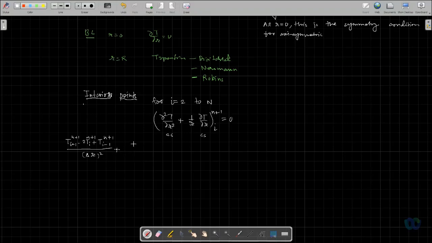Now, what about this 1 by r? r is calculated at the ith point, so we'll say r i, whatever the radius at the ith point. And then del T del r, how do you discretize del T del r? Central difference method for del T del r is T i plus 1 minus T i minus 1 divided by twice delta r.